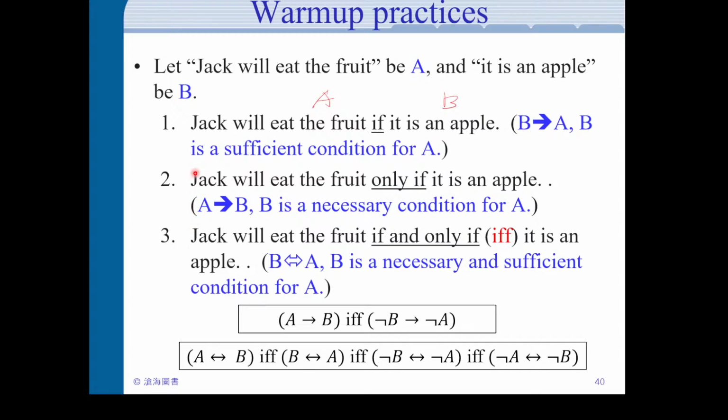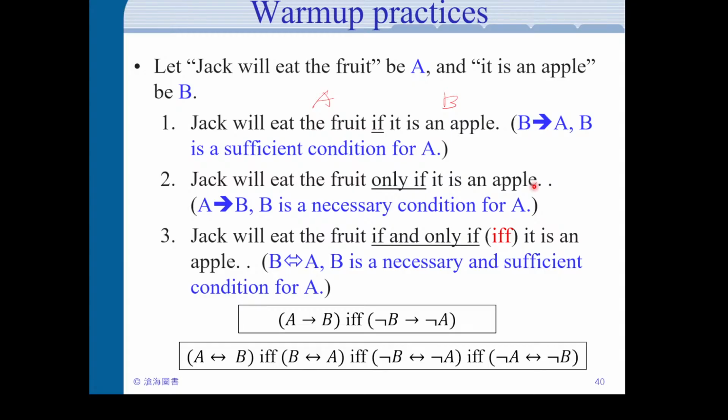And then the second thing is statement A only if statement B. So Jack will eat the fruit only if it is ripe. And this actually means that statement A implies statement B. And this means B is a necessary condition for statement A. Because only if B happens, A will happen, and this means if A happens, B will also have happened.